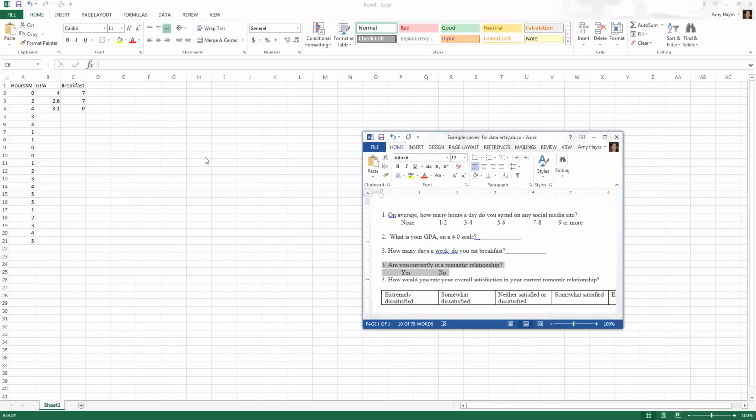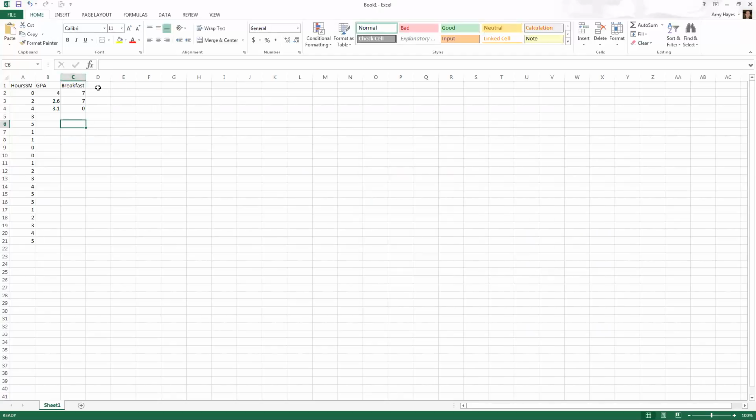So I'm going to give this one a name. I'm going to call it R-relate, like a romantic relationship. And all of the numbers in this column are going to be 0s and 1s, right? Because they can only answer a yes or a no.